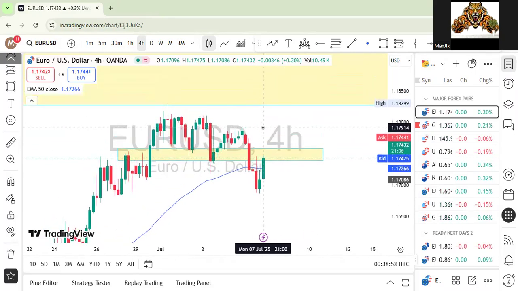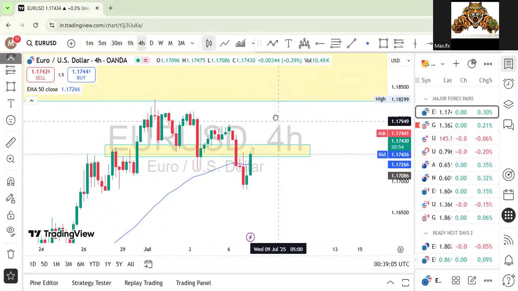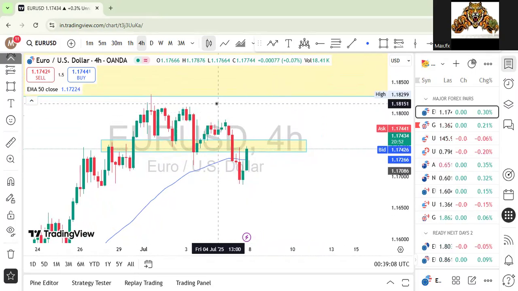All right, so right now I'm looking at the euro dollar charts and I'm about to enter this market in the next 8 hours. So the next 8 hours, I'll be entering this market. Now this is a breakdown on how I'm going to enter this market, or why I'm going to enter this market.